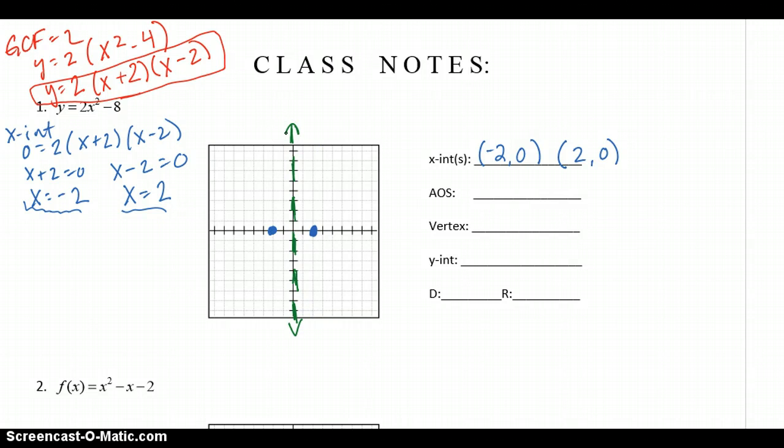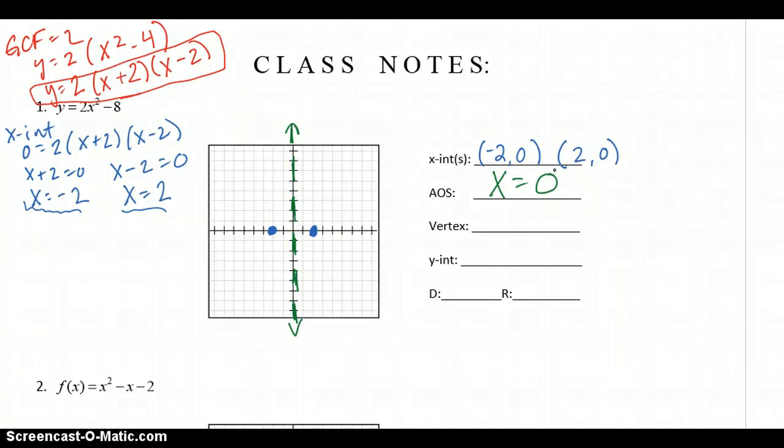And is our axis of symmetry a point or a line? It's a line. So we aren't going to put coordinates for our axis of symmetry. We're going to put an equation, which in this case is going to be x equals 0. Because we've drawn our line everywhere where x equals 0, up and down. And again, we use a dashed line for the axis of symmetry.